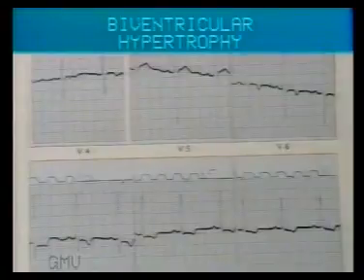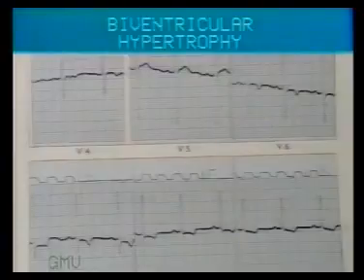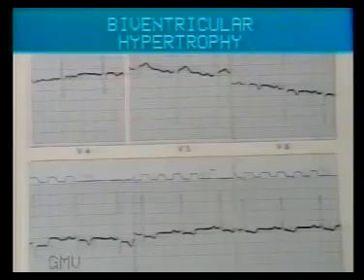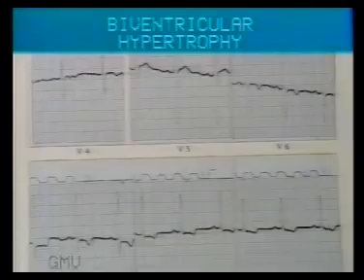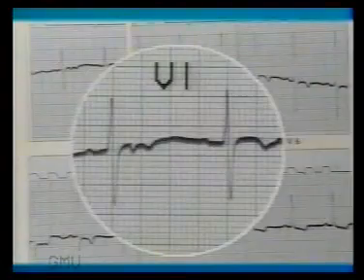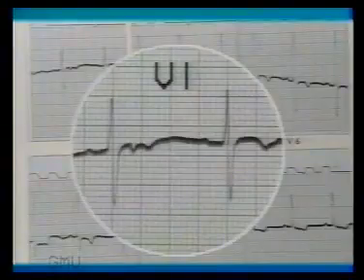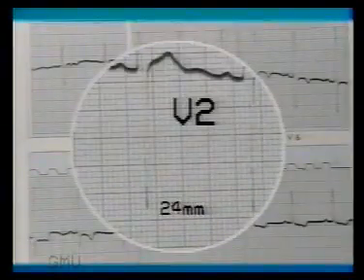Now this ECG shows biventricular hypertrophy. Note the tall R waves in V1 of right ventricular hypertrophy, and also note the deep S wave in V1 and V2 with tall R waves in V5 and V6 of left ventricular hypertrophy, and the strain pattern in V5 and V6. RV1 is 10 millimeters, so right ventricular hypertrophy is present.